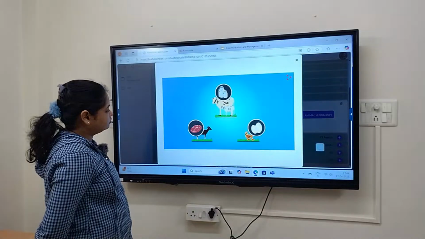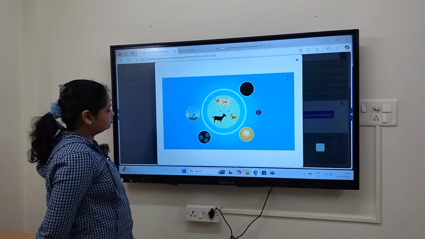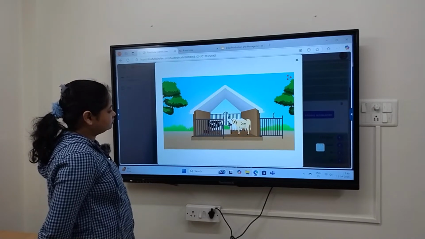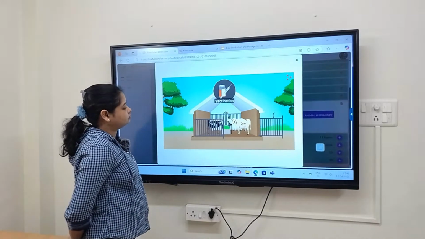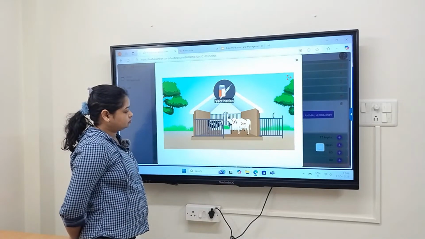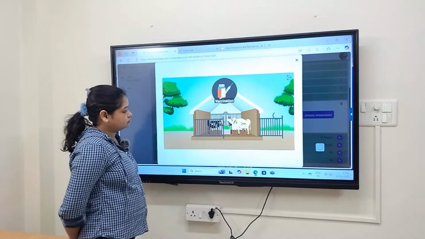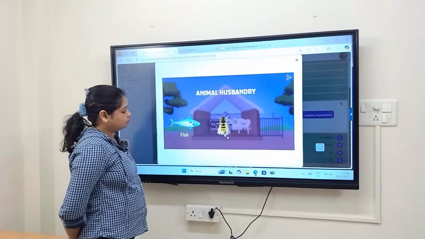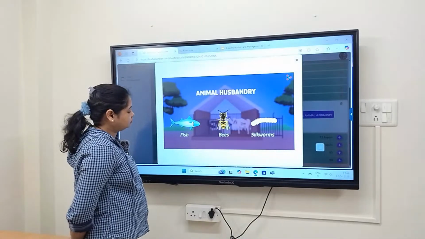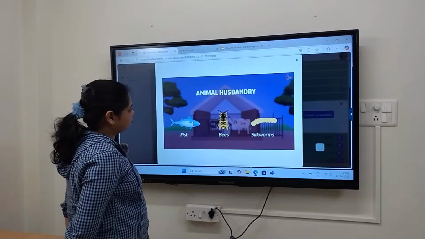Cattle rearing involves many activities. They do need to be protected from harsh weather, diseases and other threats. Their shelters have to be cleaned regularly. Vaccination against various diseases is also an important part of animal rearing. What do we call this large-scale animal rearing? We call it animal husbandry. Rearing of fish, bees and silkworms are also other forms of animal rearing. We will learn more about it in higher grades.